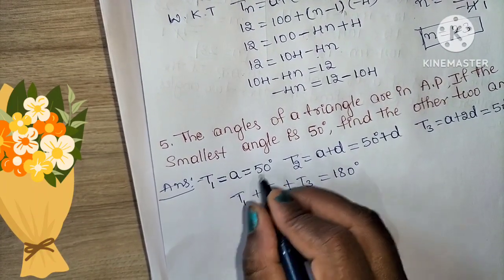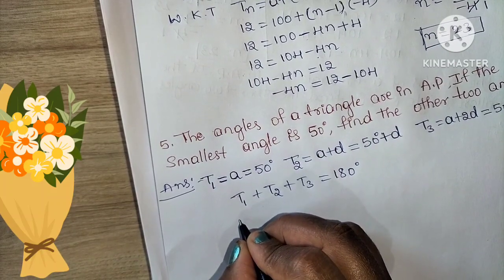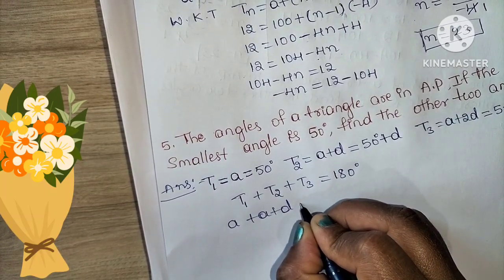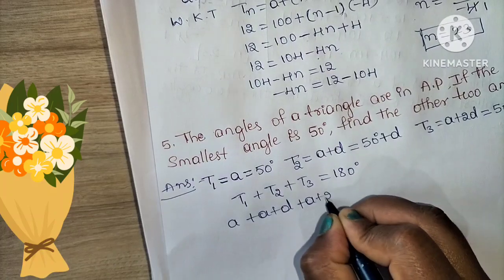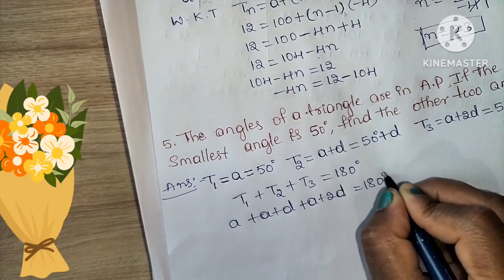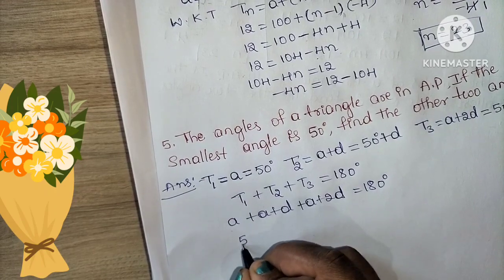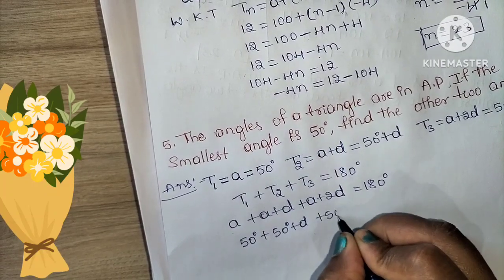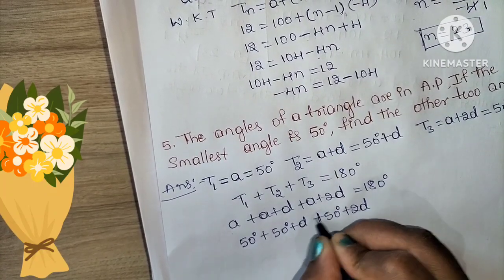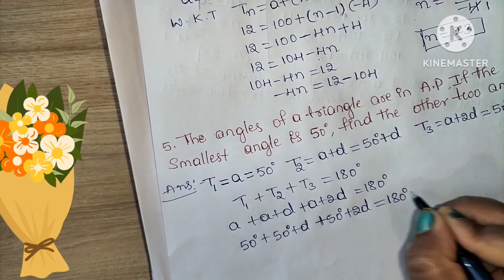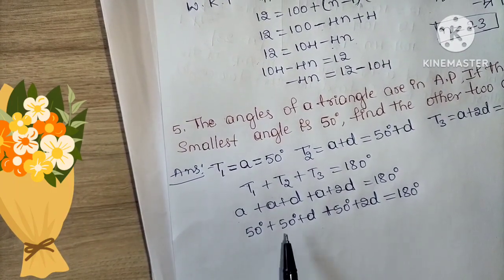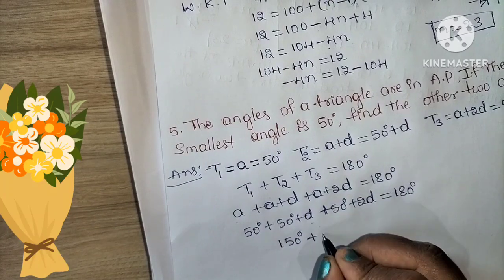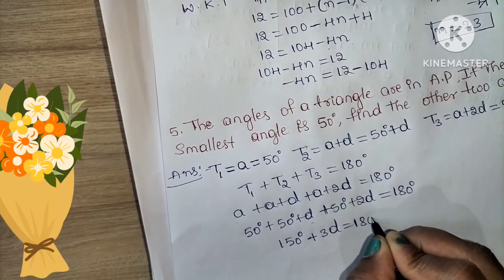What is term 1 here? 50 degree, A is equal to A. What is term 2? A plus D. What is term 3? A plus 2D is equal to 180 degree. So A is 50 degree, next 50 degree plus D, next 50 degree plus 2D is equal to 180 degree. Here we add 50 plus 50 plus 50, we will get 150 degree, plus D plus 2D, 3D, is equal to 180 degree.